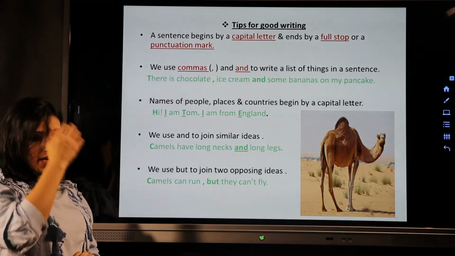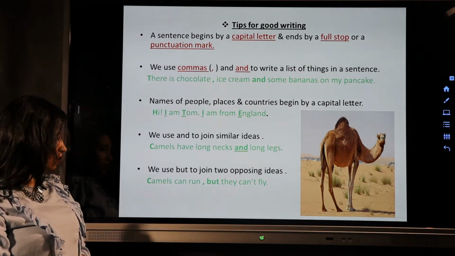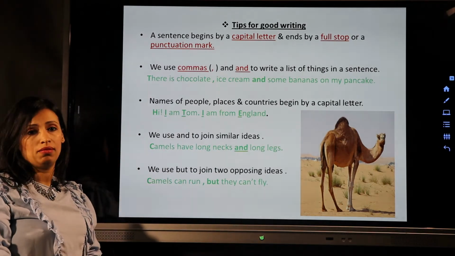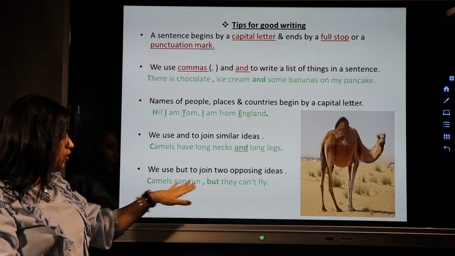What if I want to say two different ideas? I'm going to use but. Camels can run, but they can't fly. Those two ideas are opposite to each other, so that's why I'm going to use but.